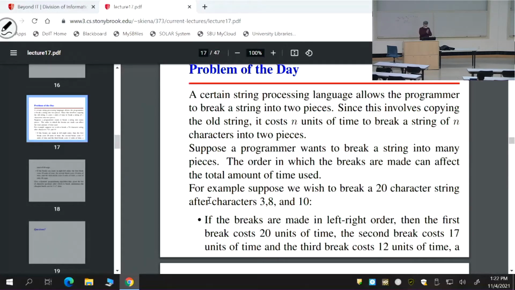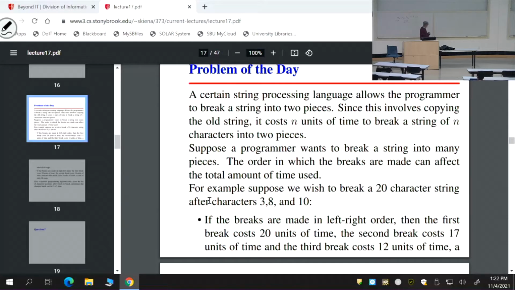Okay, what I'd now like to do is to get back to dynamic programming. And the problem of the day is a strange-looking problem. It says that we have a certain string processing language that allows a programmer to break a string into 2 pieces at a cost of n, the length of the string. Now suppose you want to break a string into many pieces. Can you find the most efficient way to do that?